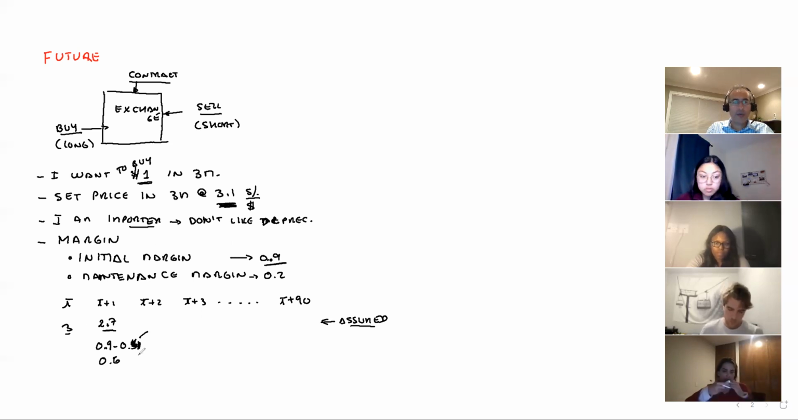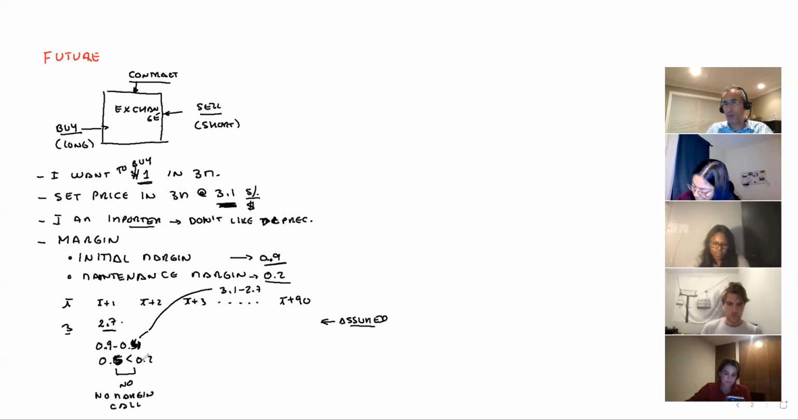So these 40 cents, I will draw this somewhere. Sorry, this 40 cents is my 3.1 minus my 2.7. 3.1 from here, 2.7 from here. Right? So now I have 0.5. In deposit, it's as if I have 0.5. So this 0.5 is compared with my maintenance margin. Is this 0.5 smaller than 0.2? No, there is no margin call, okay? Because this number is still above the 0.2.